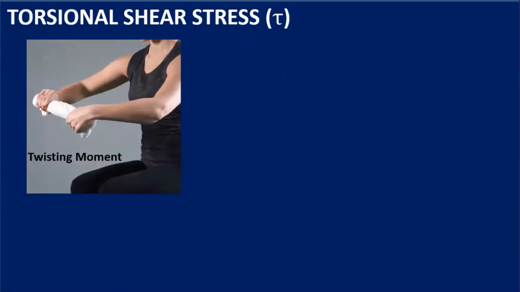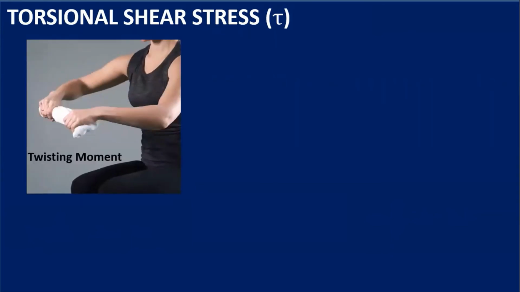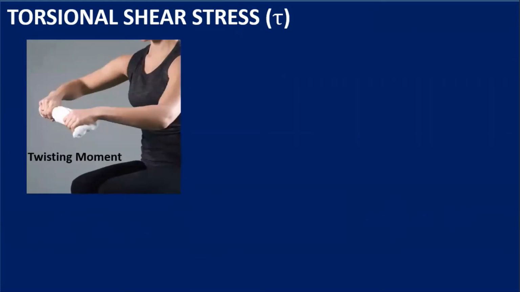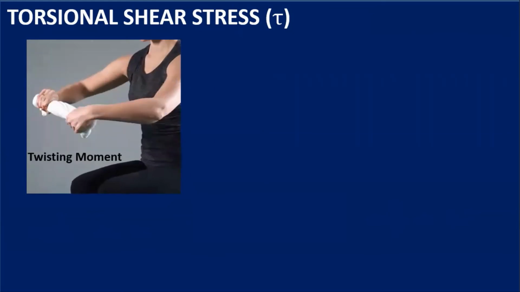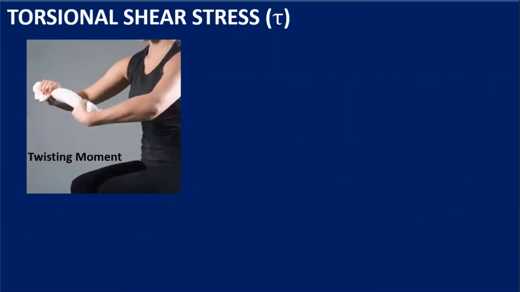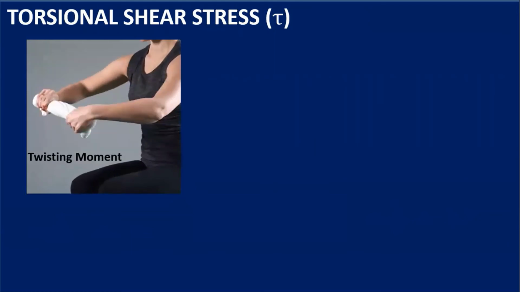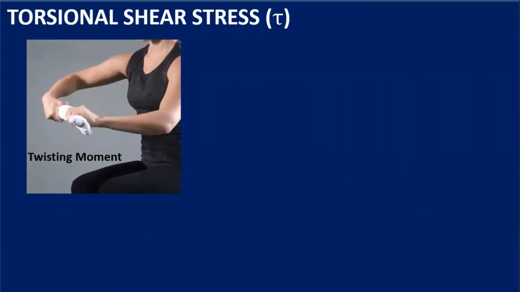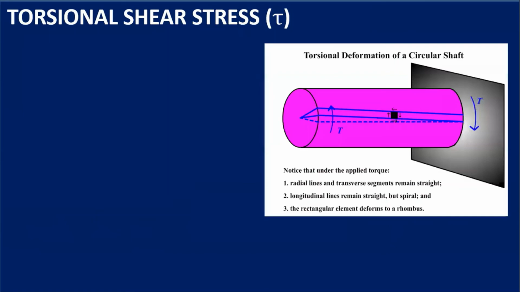Now, to understand the concept of torsion, look at this picture. In order to drain the water from a cloth, hold the cloth at the extreme ends with your hands and start twisting it in opposite directions. Then the cloth is said to be in torsion, or I can say the component is said to be in torsion. Let's take another example.